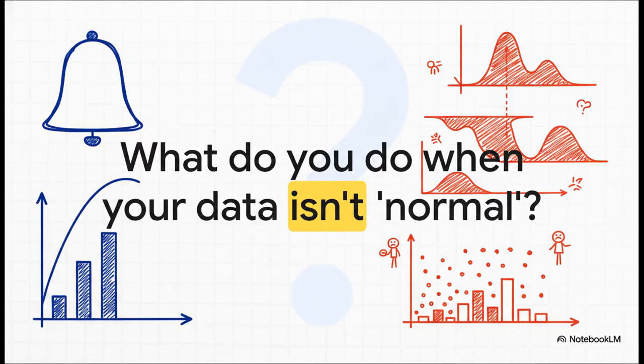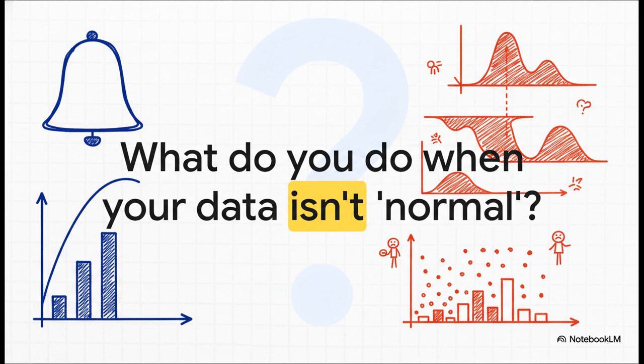So, picture this. You've done all the hard work, you've got your data, and you're ready to find some answers. But then, you hit a wall. See, a lot of the classic tests, think of the t-test, they have this one big rule. Your data needs to look like a perfect bell curve. But let's be honest, how often does real data look perfect?